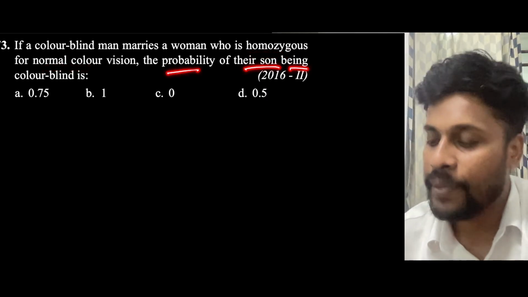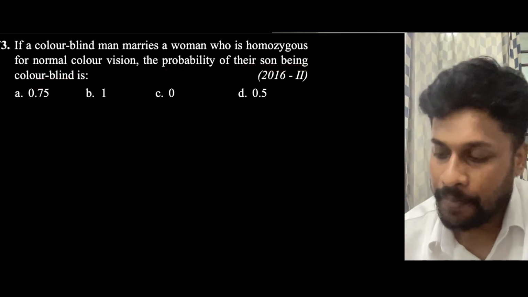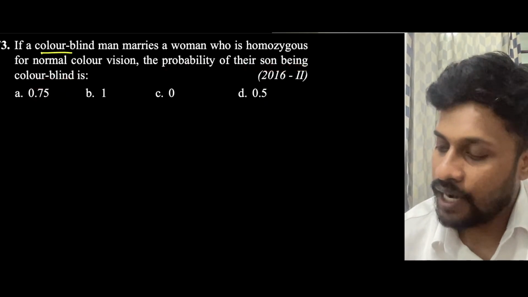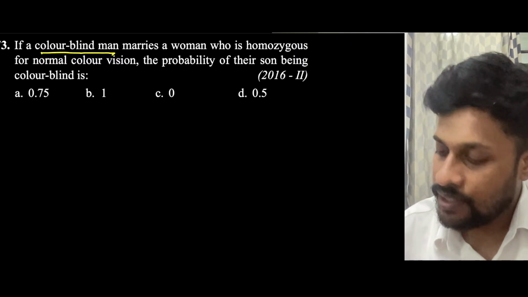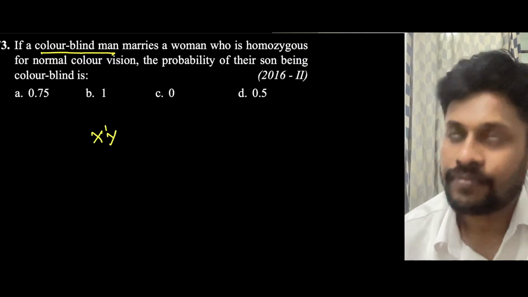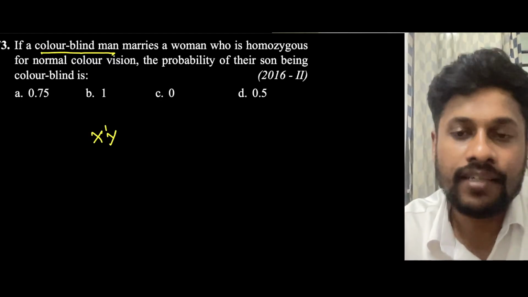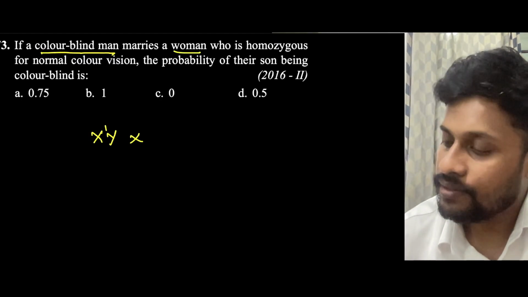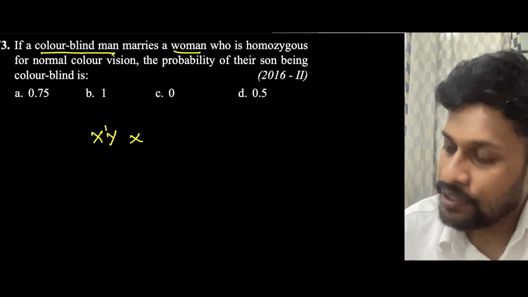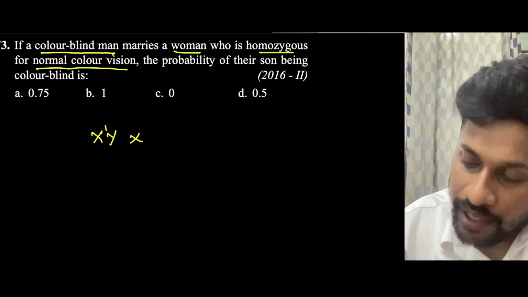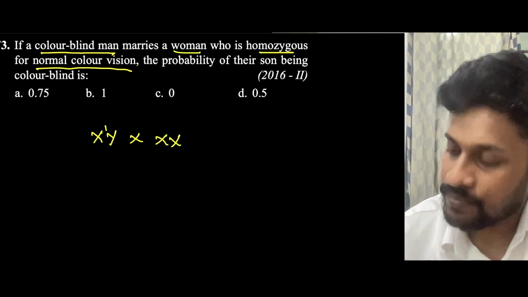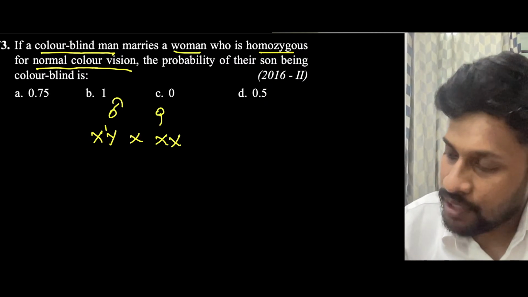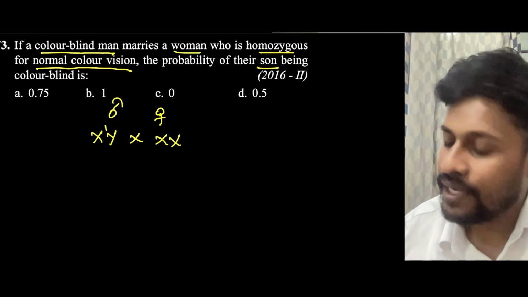Now, if a colorblind man marries a woman who is homozygous for normal color vision, the probability of their son being colorblind is? So colorblind man means X' Y. Colorblindness is an X-linked recessive disorder. Marries a woman who is homozygous for normal color vision, which means XX. Male, female. Probability of son being colorblind.